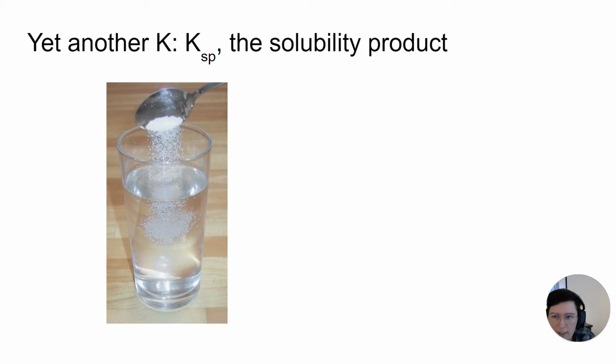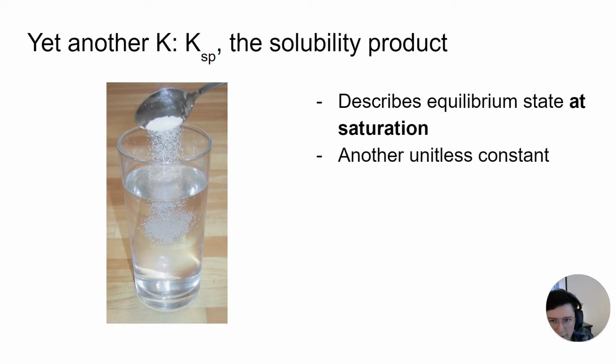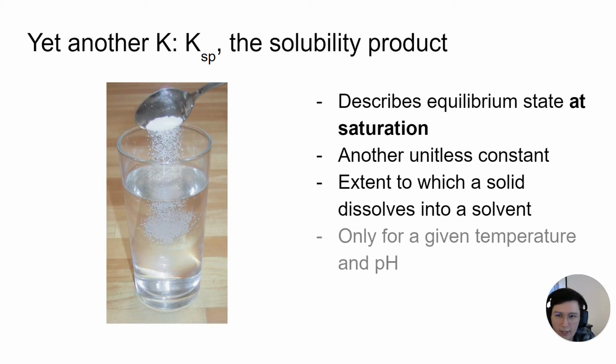So how else do we talk about solubility? Well, we use a solubility product, or Ksp, yet another K. And this K describes the equilibrium state at saturation. And just like all the other Ks that you've seen, it's just a unitless constant. But this one is specifically describing the extent to which a solid will dissolve into a solvent.